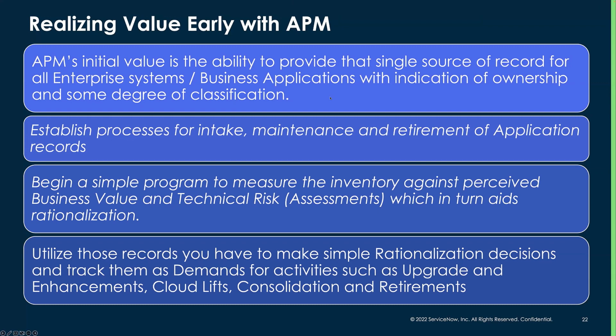So part of establishing that, you establish the process for intake, maintenance, and retirement of the records. The records represent those enterprise systems. Establish a simple program to measure the inventory against. Somewhat arbitrarily, I picked business value and technical risk to include in the toolkit. It wasn't arbitrary, it was intentional, because one of the most popular evaluation tools out there for many years has been Gartner's TIME model.